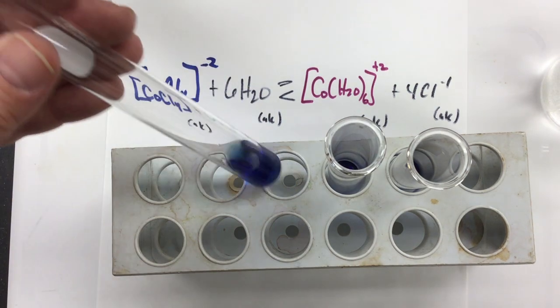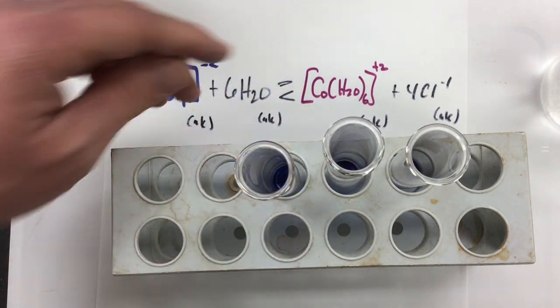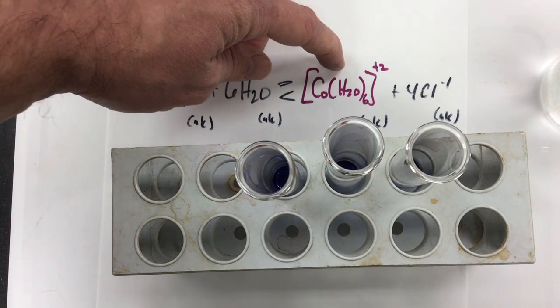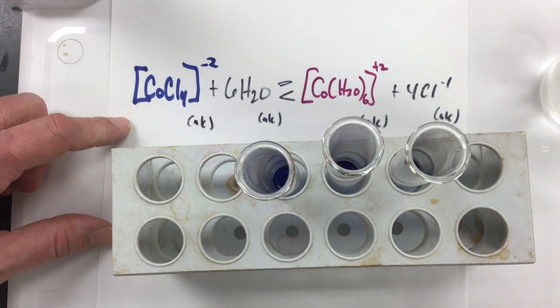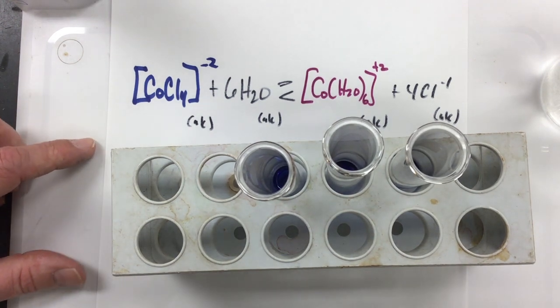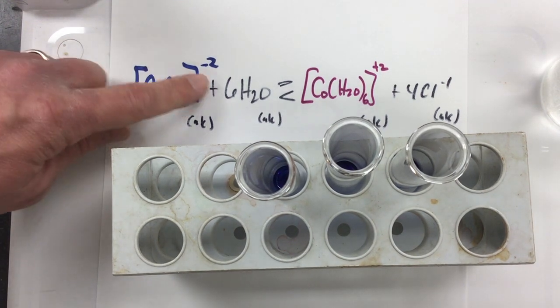So how then am I going to get this blue color that I see here over here to turn into the purple color? Well, I'm going to adjust it using Le Chatelier's principle. So Le Chatelier's principle says that equilibria resist change. Whatever you do to a system, it's going to try to undo. So watch what's going to happen.